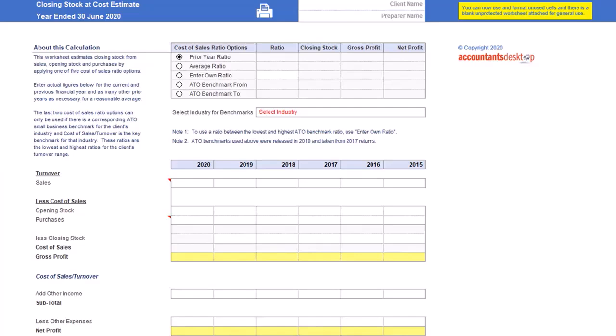On another job in progress, the client has not been able to provide an estimate of the cost of stock on hand at the 30th of June. Jane goes to Calculations, Stock Estimate to estimate the closing stock figure for the accounts.